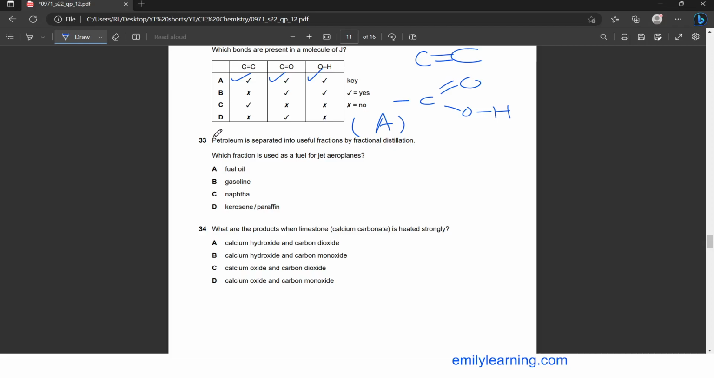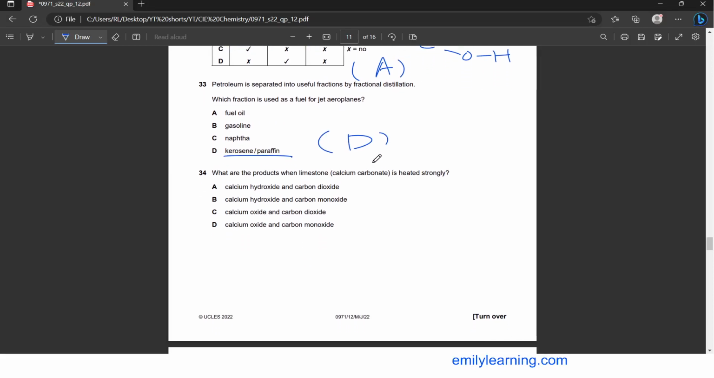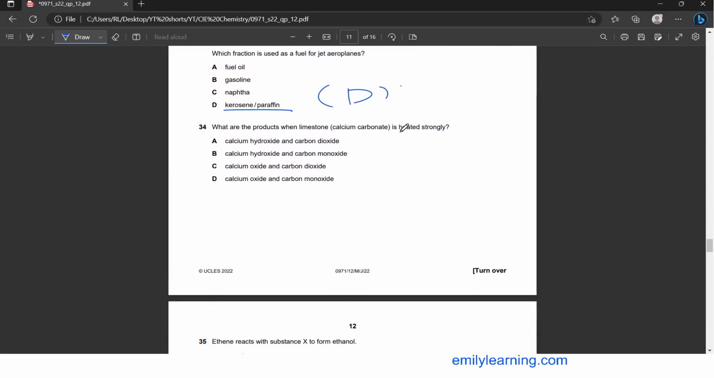Next, question 33. Petroleum is separated into useful fractions by fractional distillation. What fraction is used as a fuel for jet aeroplanes? Basically, this one is just memory work. The use for jet fuel is basically the kerosene or paraffin. Next, 34. What are the products when limestone is heated strongly? When limestone, which is calcium carbonate, is heated strongly, you'll get calcium oxide as well as carbon dioxide. So it's calcium oxide and carbon dioxide, which is C.